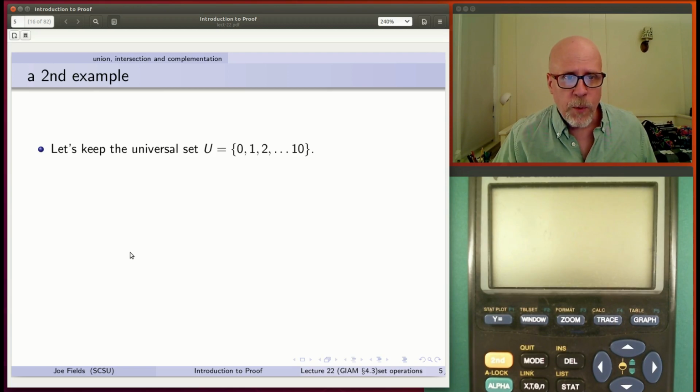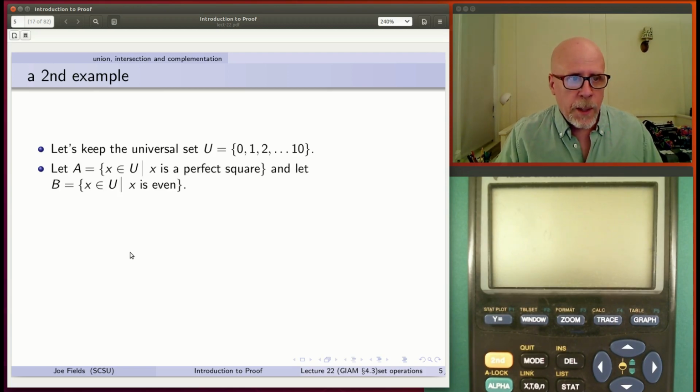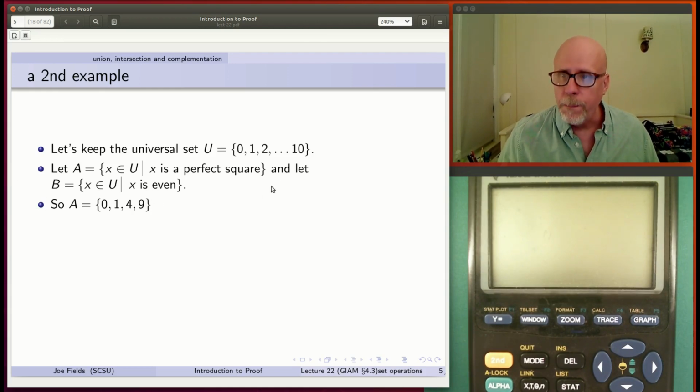All right, so same universal set, 0 through 10. I'm going to say A is the set of things that are perfect squares. A is x in U such that x is a perfect square, and B is the even numbers in our universe. B is x in U such that x is even. That's pretty good. A looks like this: 0, 1, 4, and 9. Everybody cool with that? And then B is 0, 2, 4, 6, 8, 10. B is a pretty big set, but there's plenty of odd numbers in this universe that aren't in B.